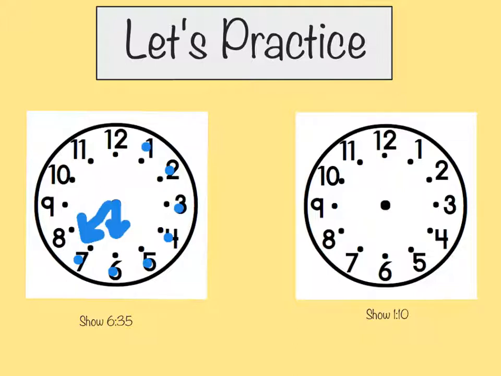6:35. For the next one, if we look on the right, it wants us to show the time 1:10. So again, we will draw the little hand pointing at the 1. And then for the 10 minutes, we count 5, 10, which is the big hand. We'll go straight pointing at the 2 to get 1:10 as your time.